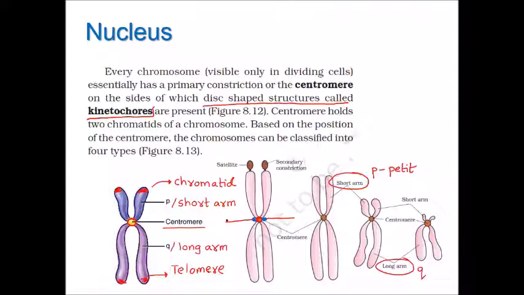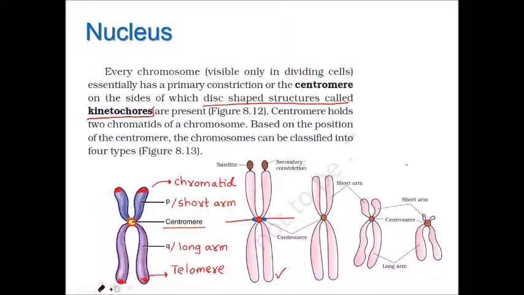Now, you can see here 4 types of chromosomes are given. That is based on the position of the centromere. What do you think is the first one? What is the position of the centromere in the first diagram? This one.